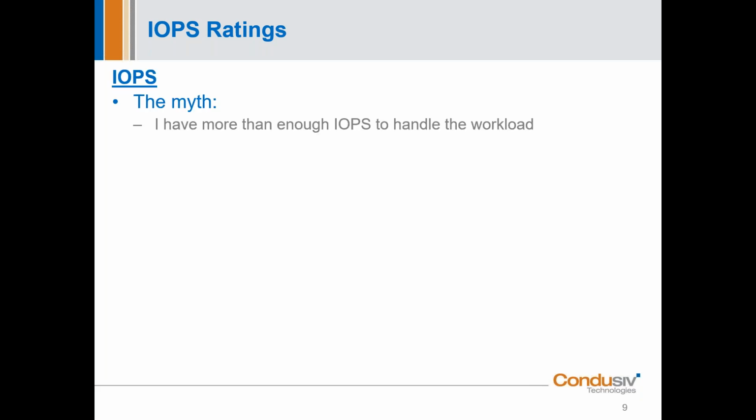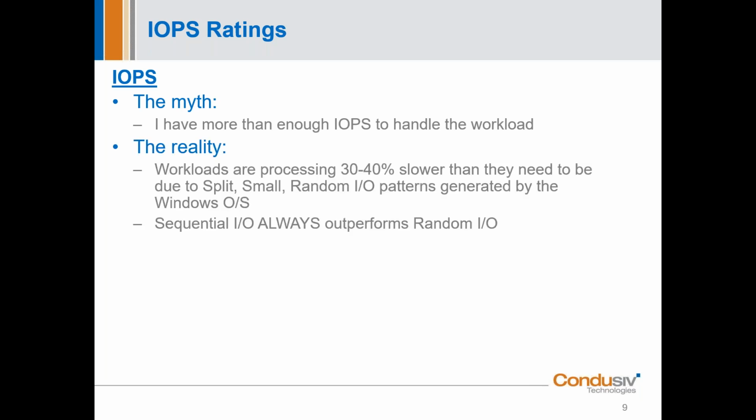So the myth is, I have more than enough IOPS to handle the workload. The reality looks a little bit more like this. Workloads really are processing 30 to 40% slower than they need to be. Now, the source of this is the Windows operating system. It's not the hardware. You have a Maserati sitting there in the driveway, and you've got a boot on the wheel.